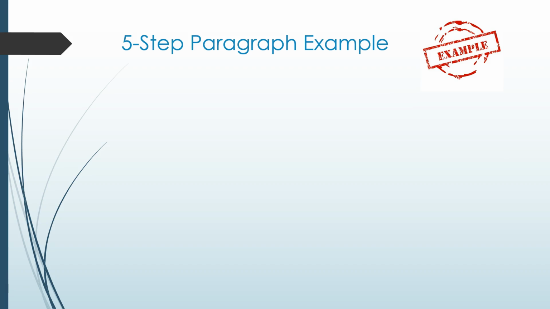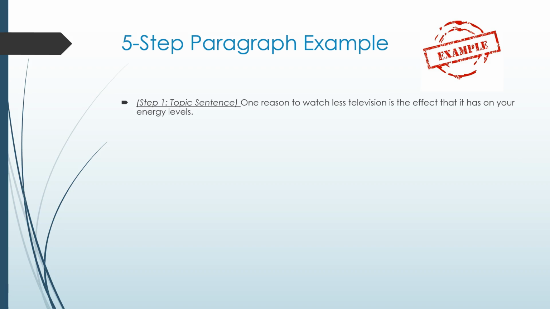Let's take a look at what a 5-step paragraph might look like. For the topic sentence, you might again write something like, "One reason to watch less television is the effect it has on your energy levels." Again, it's clear what the thesis is, an argument that people should watch less TV, as well as the point of the paragraph itself. You shouldn't watch it because TV has a negative effect on your energy.